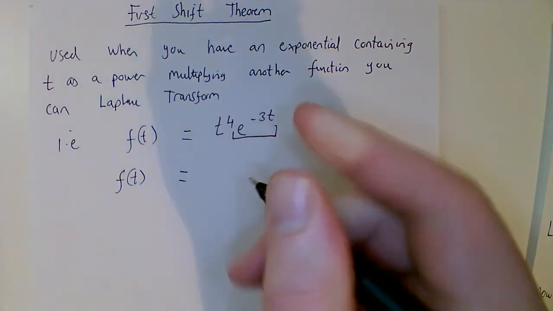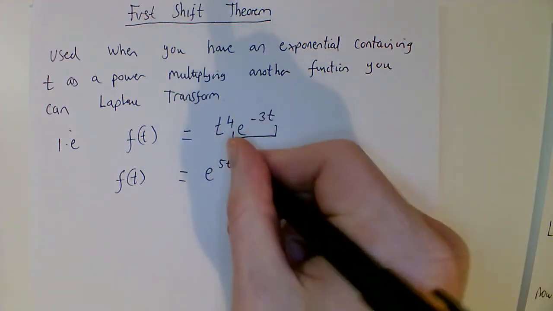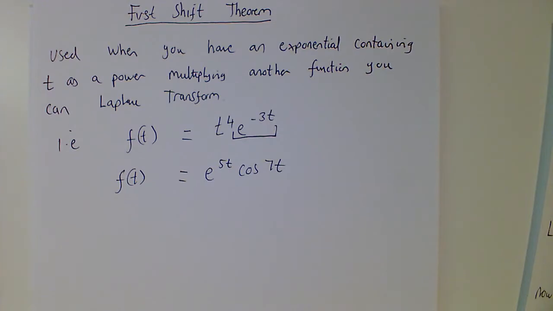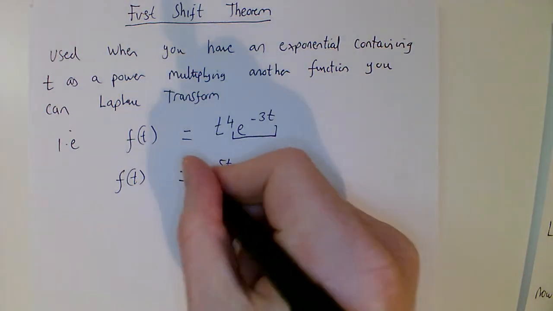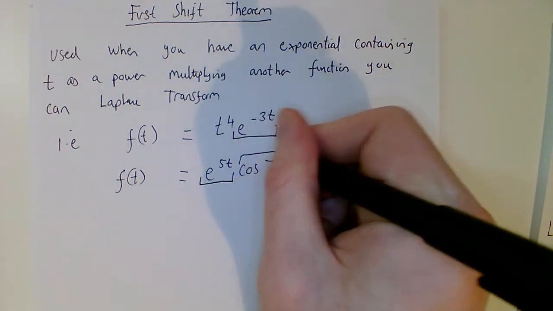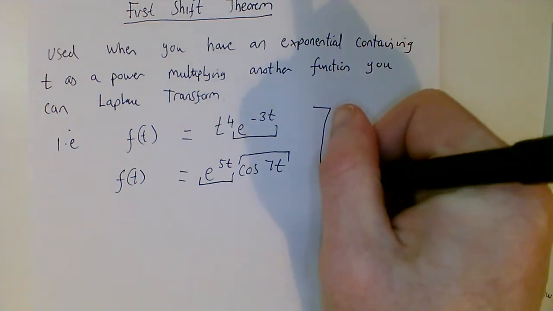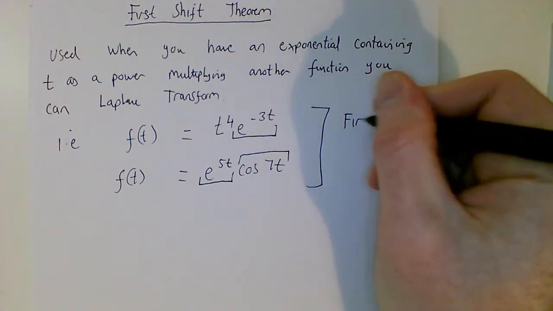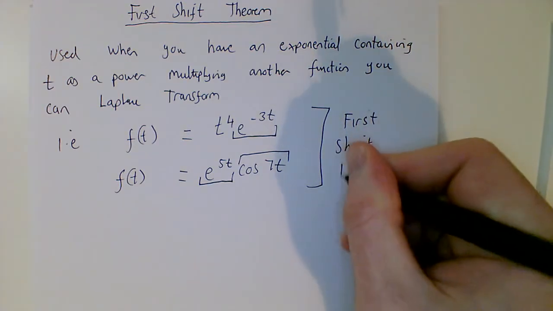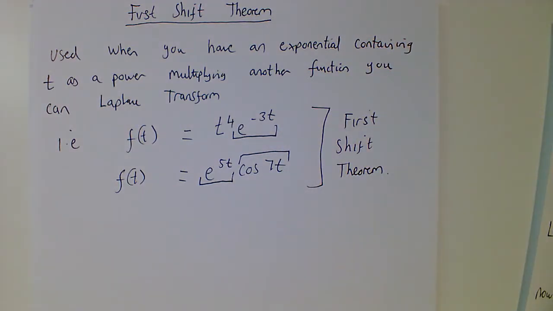Right, another one. I'll just write one slightly differently. Again, what I've got is an exponential with t multiplying another function with t that I can find the Laplace transform of. So in both of those cases, I would need to use the first shift theorem. And it's actually really useful, the first shift theorem.